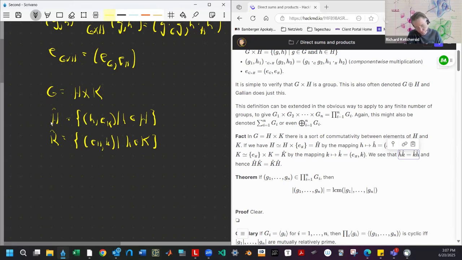And then when we look at internal products in a minute, we'll see that G is the internal product of H hat to K hat. But really important here is that this is also the same as K hat, H hat. And this is what causes some of the problems when we're in the non-abelian case below. So why is that?